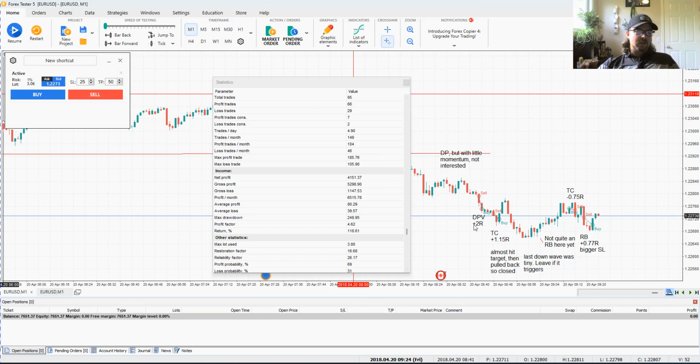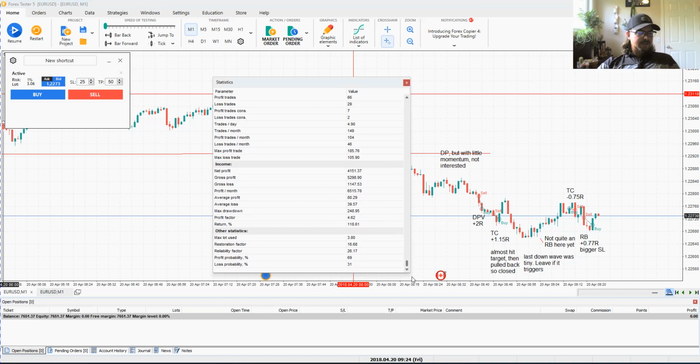So even though I closed some of these early, you can see I closed this profit early, but I also closed this stop loss early. So my loss ended up being smaller, and so did my target. At the end of the day, after 95 trades, even with closing those trades early, my reward to risk still ends up being about 2 to 1, and that's the area we want to be in.